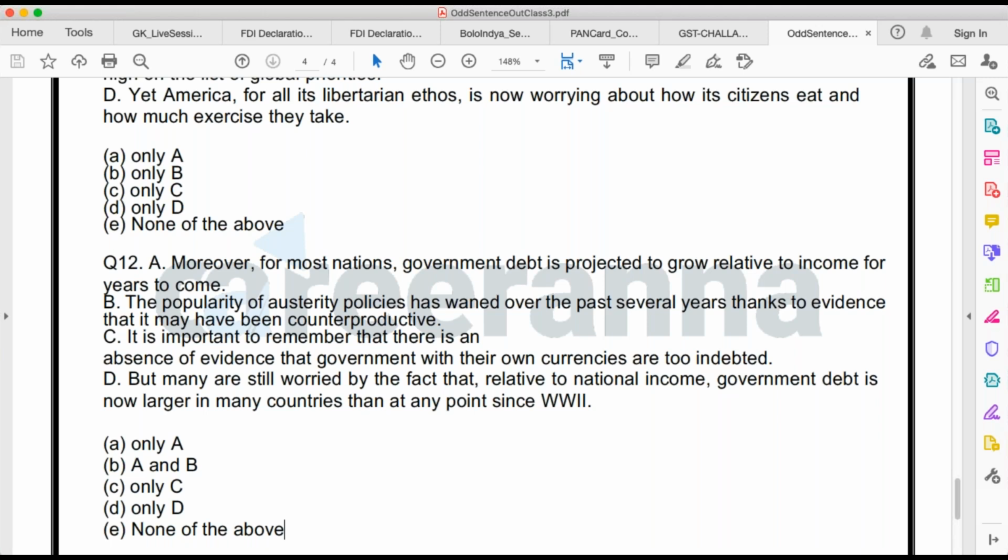Moreover, for most nations, government debt is projected to grow. Government debt is projected to grow in the years to come. It's talking about the government debt. D is talking about government debt. A and D are related for sure. Can we say this, that A and D are related?